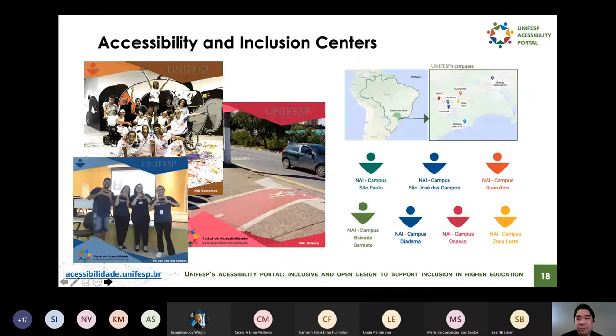In this slide, we are presenting three photos of actions in favor of accessibility carried out by different campuses in UNIFESP. And once again, we are showing the map of Brazil and the locations of UNIFESP campuses to show how important it is to share this experience.